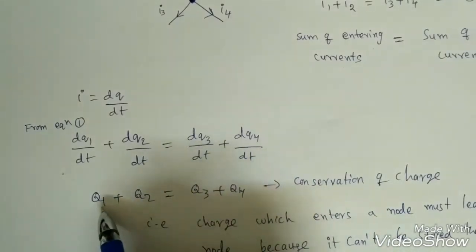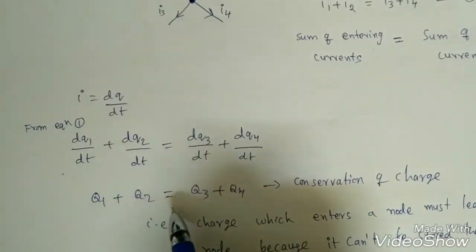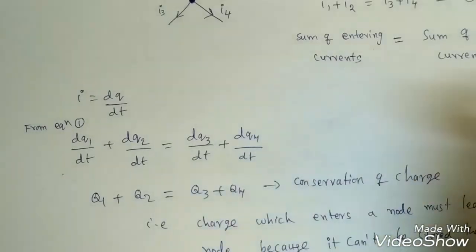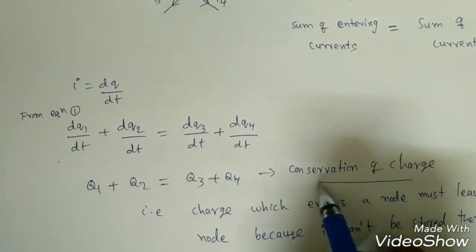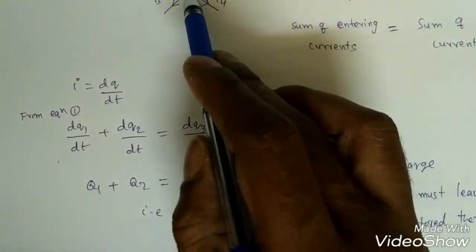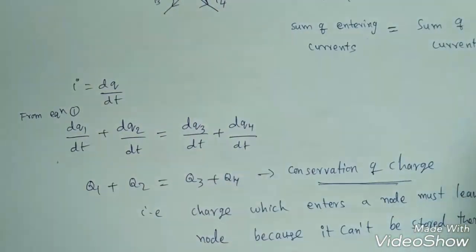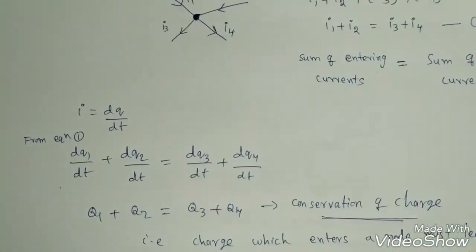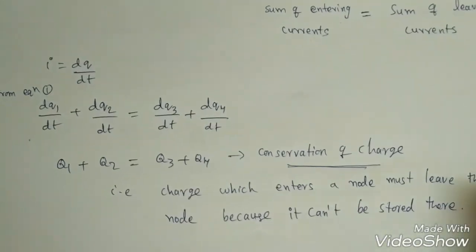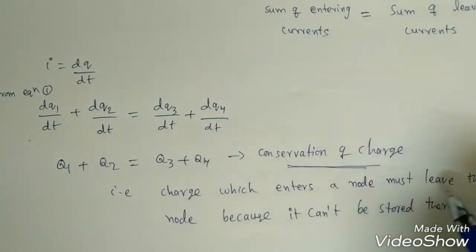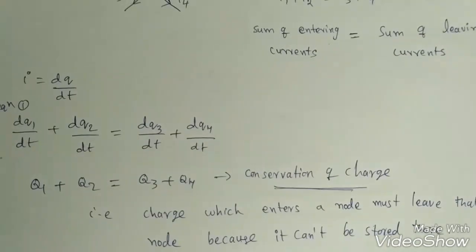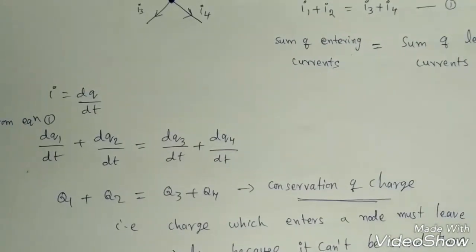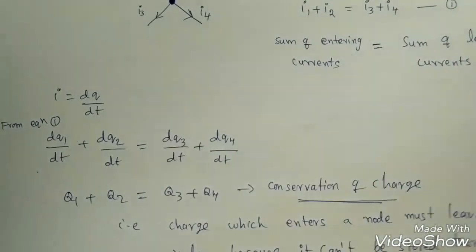That means whatever charges are entering must leave, right? That is already discussed, the conservation of charge. At a node, charge cannot be stored or accumulated there, so it will only be transferred. That is, charge which enters a node must leave that node because it cannot be stored there. So this is about the Kirchhoff current law.